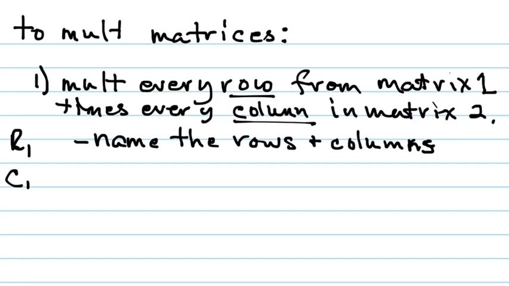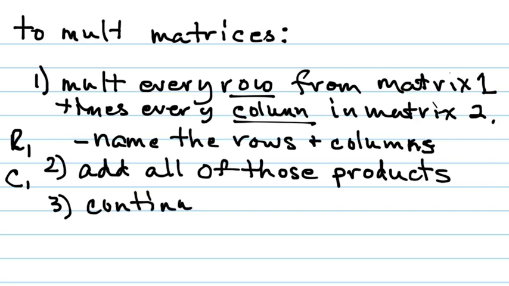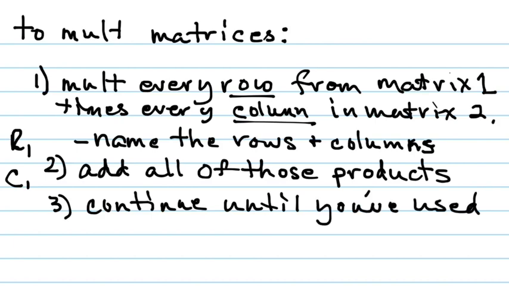Okay? Once you've done that, you're going to get a bunch of products, because that's what happens. You multiply things together, you get products. What you're going to do is you're going to add all of those products. So once you multiply them together, then you're going to add them all together. Okay? Then you're simply going to continue until you've used all the rows and columns.